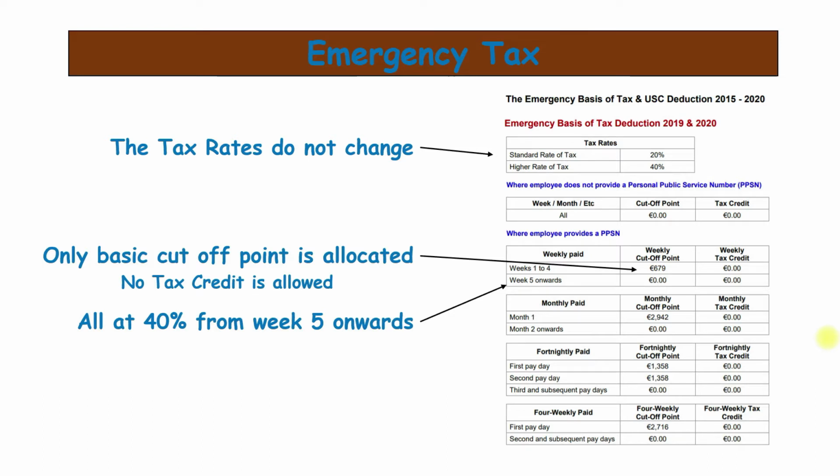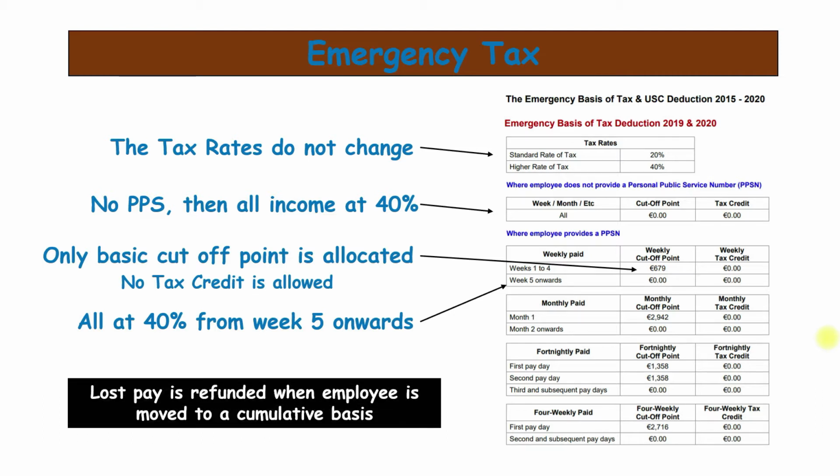If you do not have the employee's PPS number, then there will be no SRCOP or tax credit allowed from the very first week. So, as you can see, it is in the employee's best interest that all the required information is with the employer as soon as possible after commencement. However, once the employee is moved to the normal cumulative basis, any extra tax paid will be refunded.